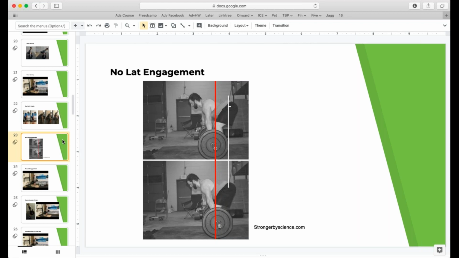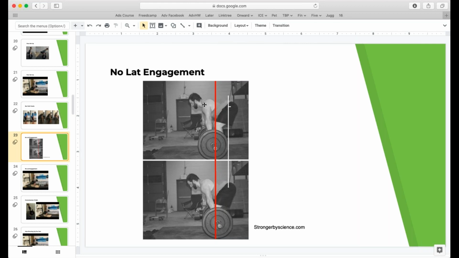Here's another example of why that is so important. So in the top picture, this is Greg Nuckols. Greg Nuckols runs a wonderful website, strongerbyscience.com, that if you want to know anything about biomechanics as it relates to the strength lifts, Greg Nuckols is a fantastic resource. He's put out a lot of really good free guides, like hundreds of pages worth of free guides reviewing research studies. Highly recommend his stuff. But this is a picture from his website.